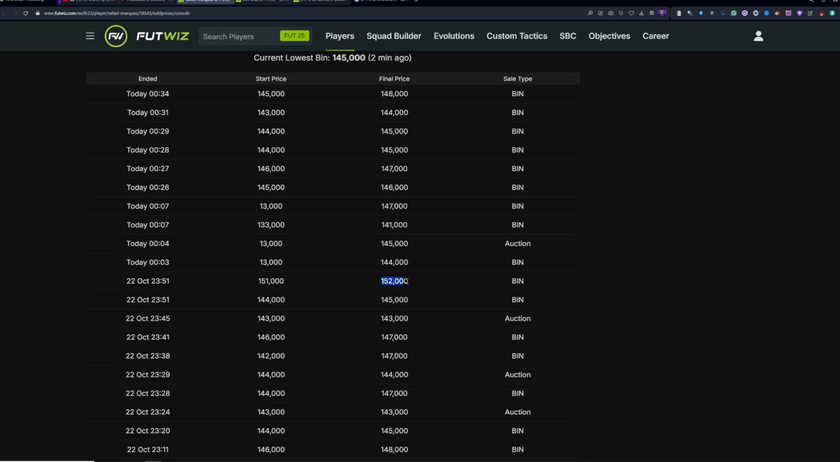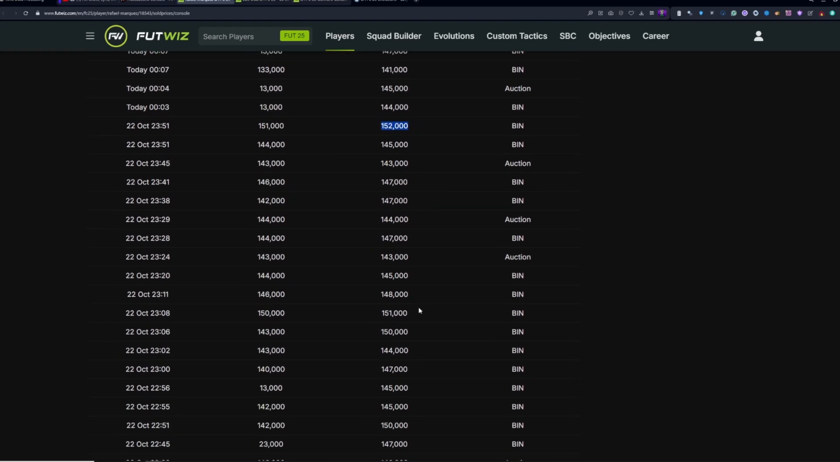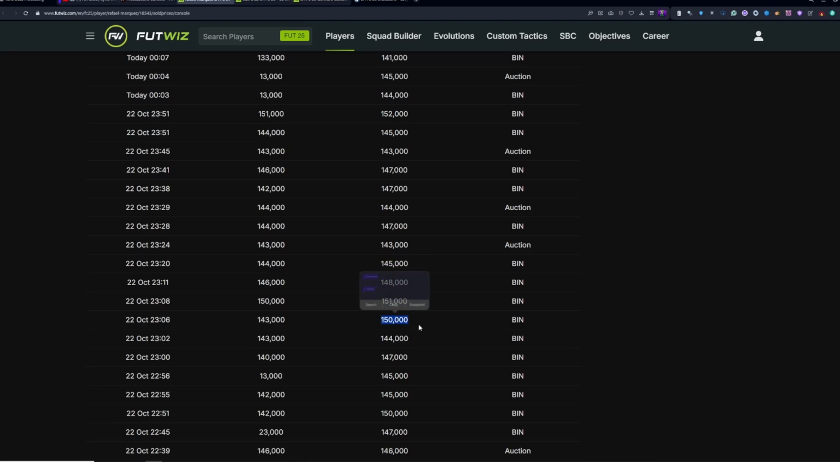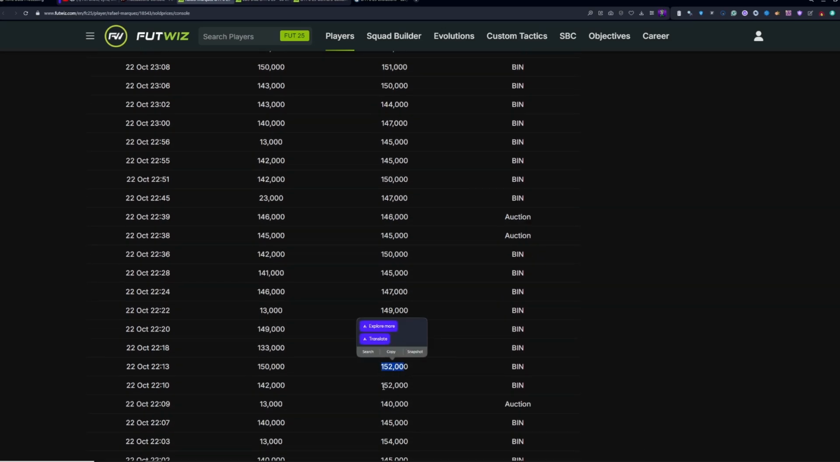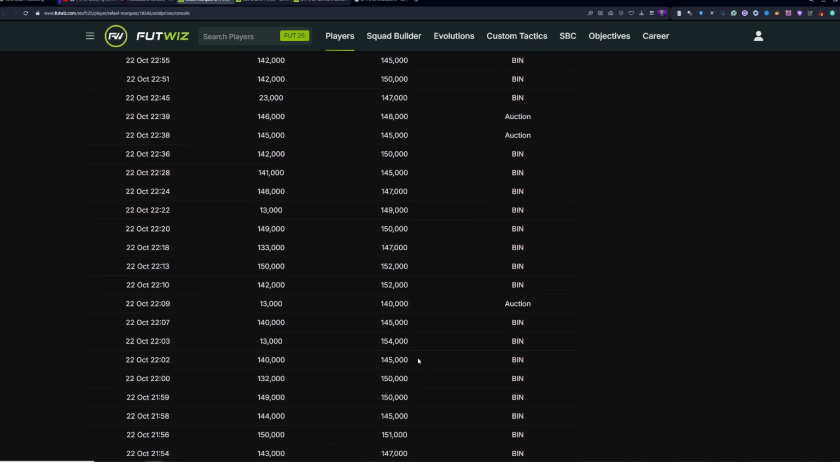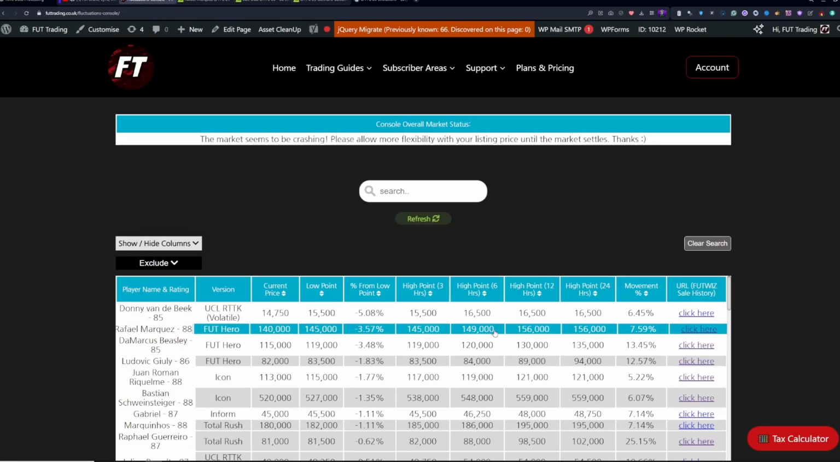Okay? There's one for 152, 151, 150, 150, 150. So we're seeing a lot of 150s, okay? 152, 152. So the realistic sell price is between 150 and 152 between the 6 and the 12 hour high, right? You see, it doesn't quite get to the full 12 hour high based on the sales, but it does sell above the 6 hour, okay?